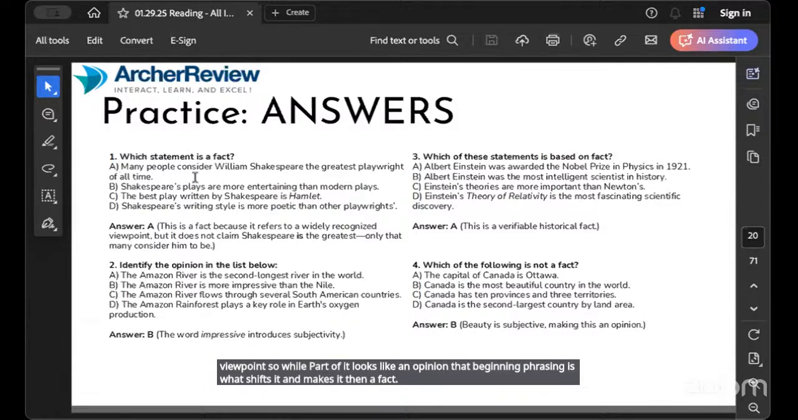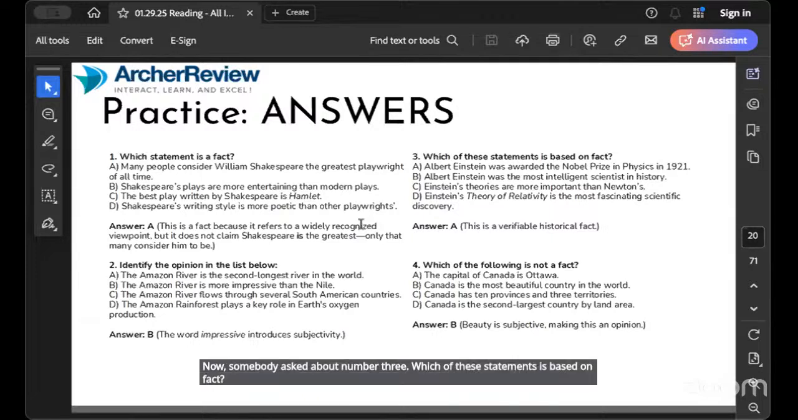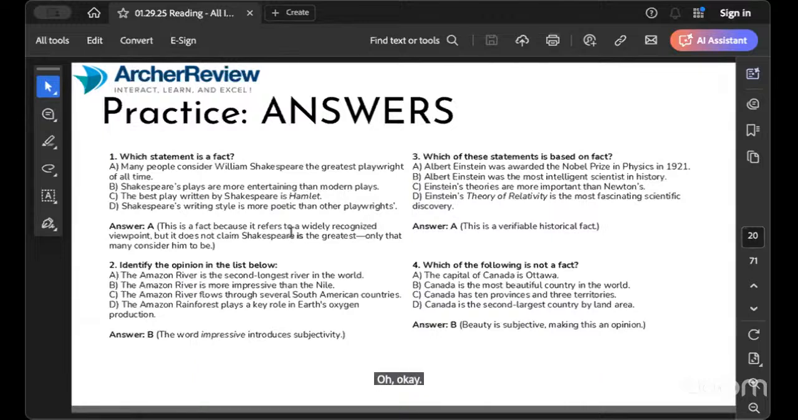Now, somebody asked about number 3. Which of these statements is based on fact? Oh, okay. You don't need me to do that one again.